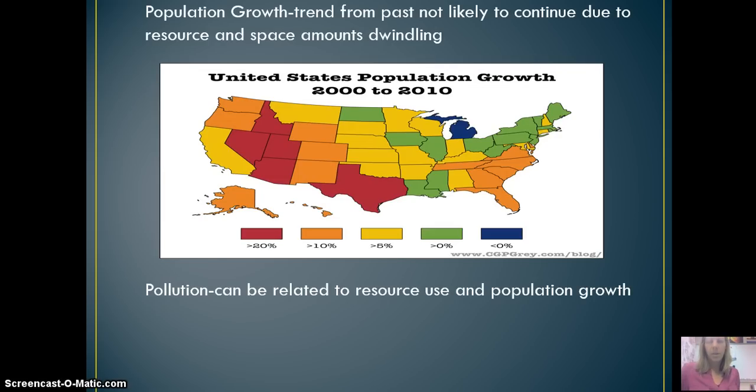As we think about our responsibilities on Earth to maintain it, I just thought this chart was interesting. It is a little dated. It's the population growth in the United States for 2000 to 2010. So obviously, with more and more people living here, pollution can happen even more because of our lifestyles. So just keep that in the back of your minds.